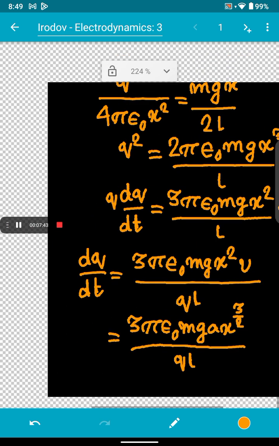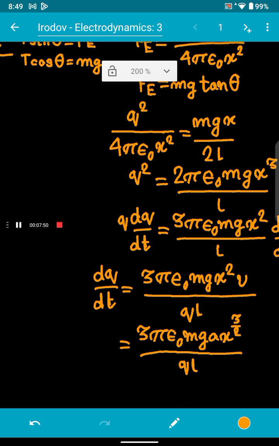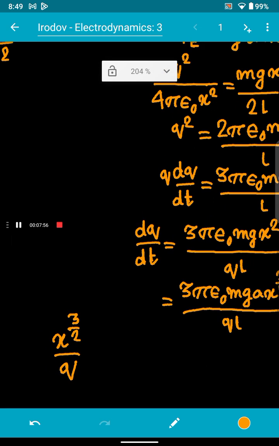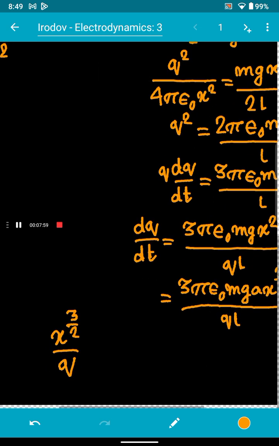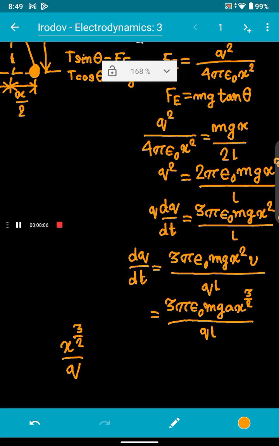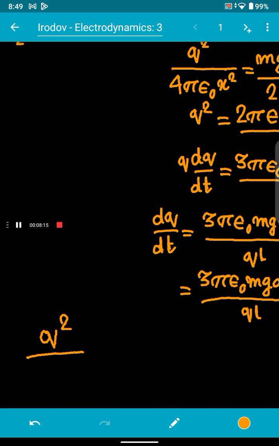Now we almost have our answer. We just have to find the ratio x to the power 3 by 2 by q. So we have to report our answer independent of both x and q. So let's just calculate this. Let me erase this. Previously we had q square, I am just writing that again.